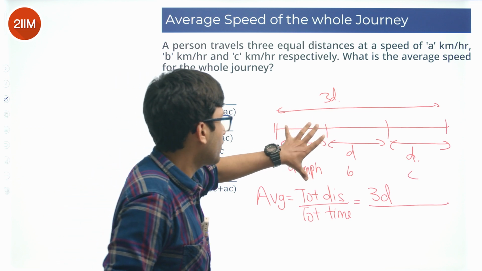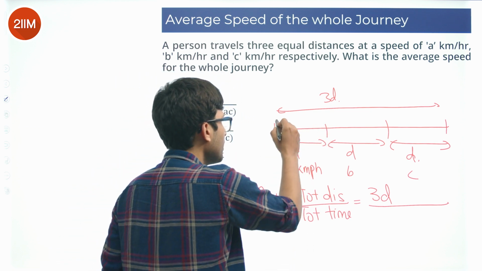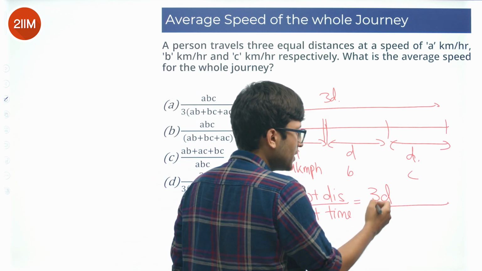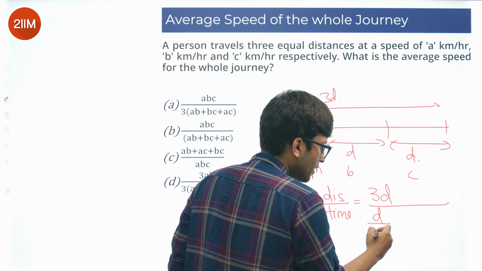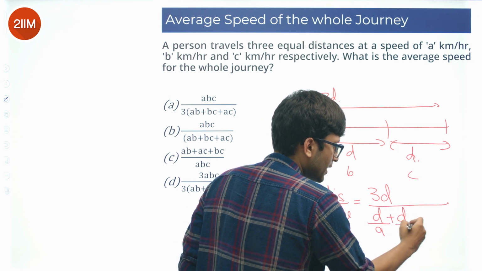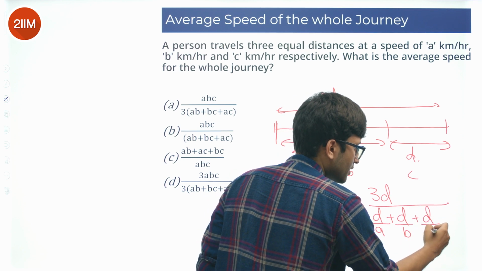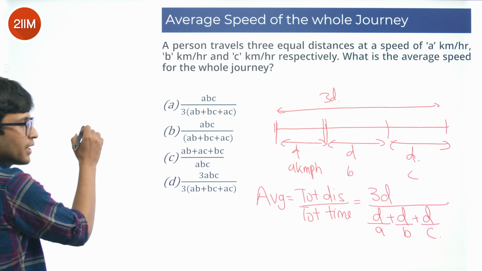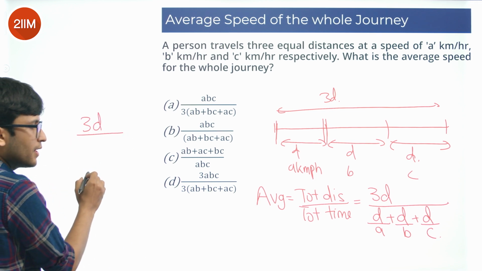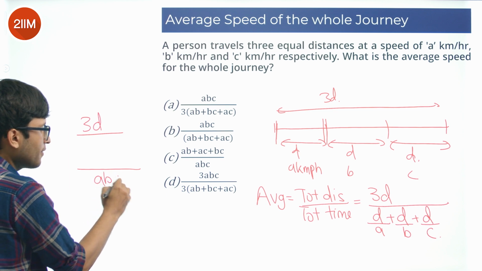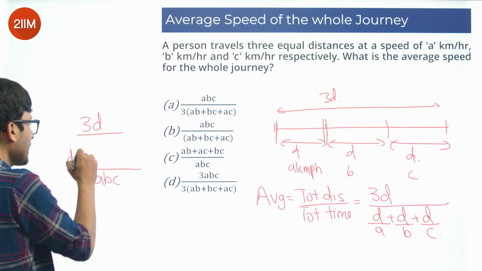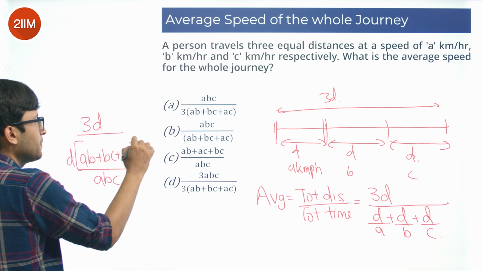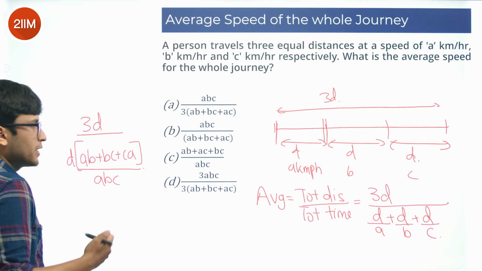For the first section of the journey, the distance is D and the speed is A, so the time will be distance upon speed. For the second section, it will be D upon B, and for the third section, it will be D upon C. So this would be my equation. We have to reduce it down: 3D, and then in the denominator I would be having ABC, and D I can take common and I would be having AB plus BC plus CA. This is my final equation.